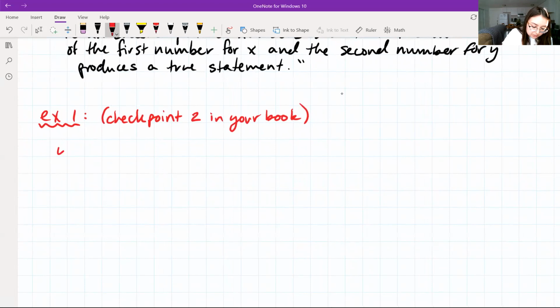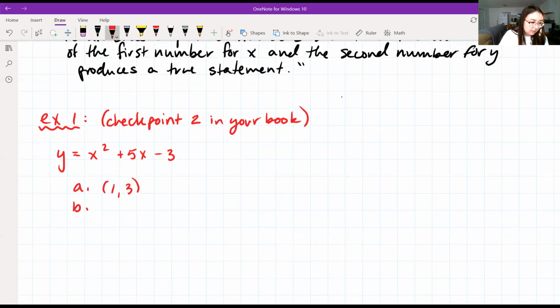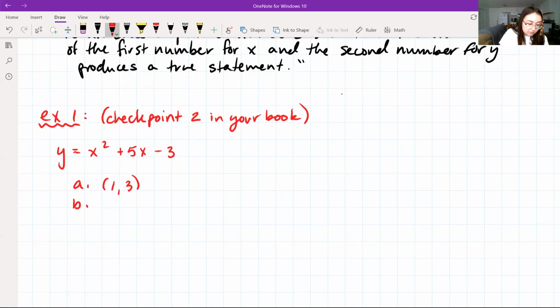And what we have here is y is equal to x squared plus 5x minus 3. And we want to know if any of these 3 ordered pairs are a solution. So our first ordered pair will be (1, 3). Our second will be (-2, -3). And our third here will be (-1, -7).